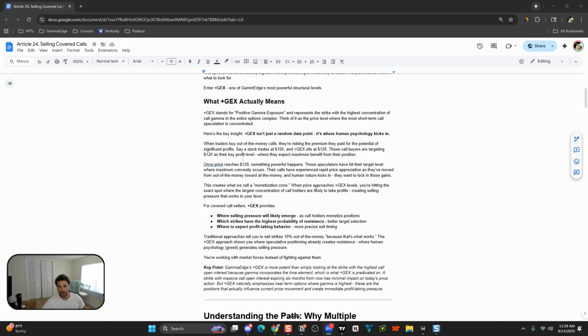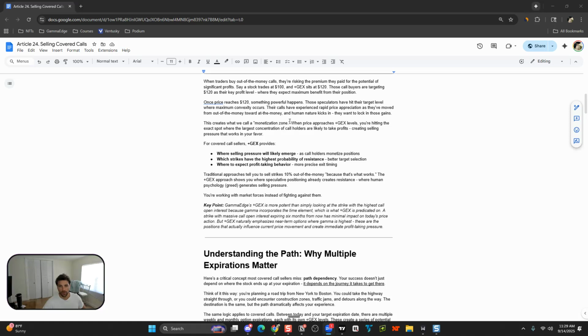By this we mean, once it hits 120, their target level has been hit, and this is where maximum convexity of that position occurs. Convexity means there's been a rapid price appreciation as they move from out of the money to at the money to in the money. And human nature kicks in, so they likely want to lock in those gains. This is what we refer to as monetization zones.